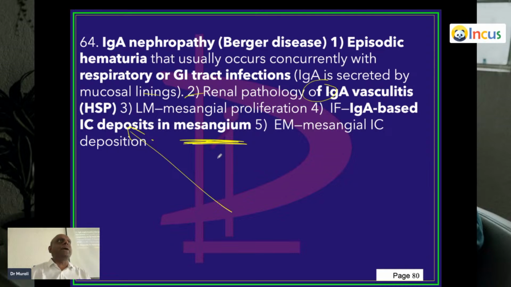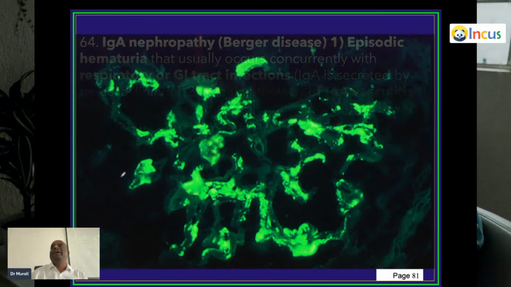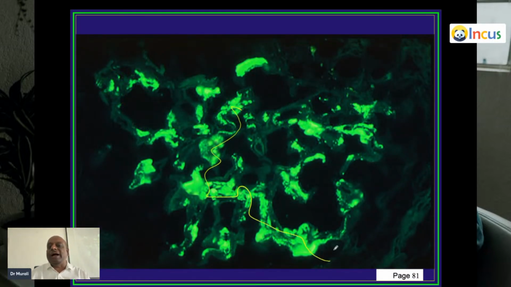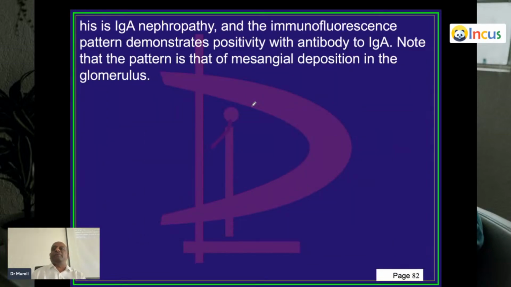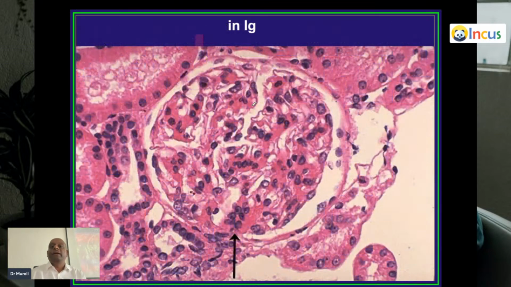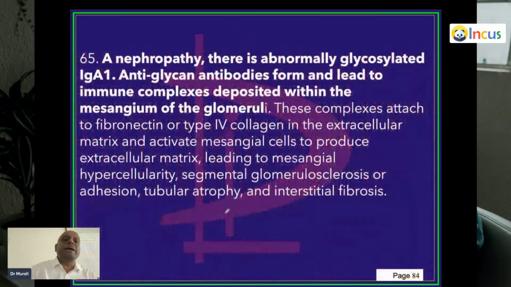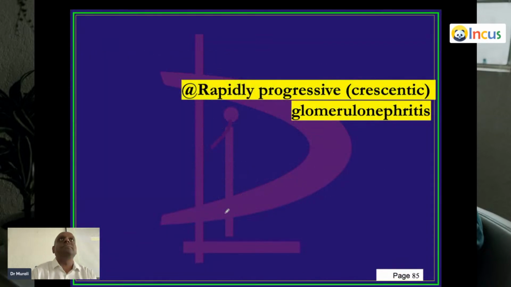And if you do electron microscopy, what do you see? IgA deposits in the mesangium, not in the GBM. So no GBM thickening. You only see mesangial deposits. So this is how the IgA deposits in the mesangium in IgA nephropathy. Once more, when you stain, you can see nicely IgA deposits in the mesangium is what you need to remember. Khatam?